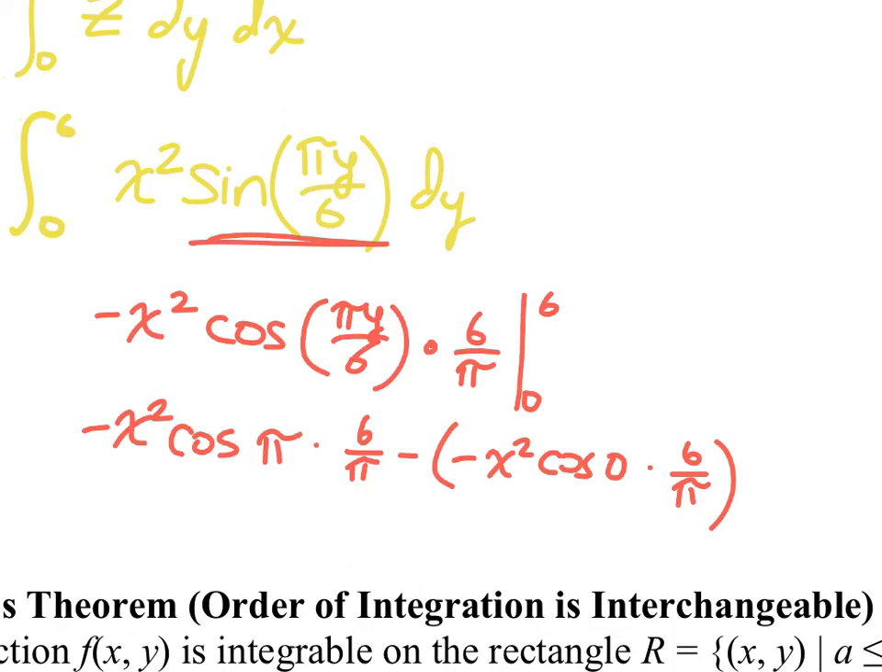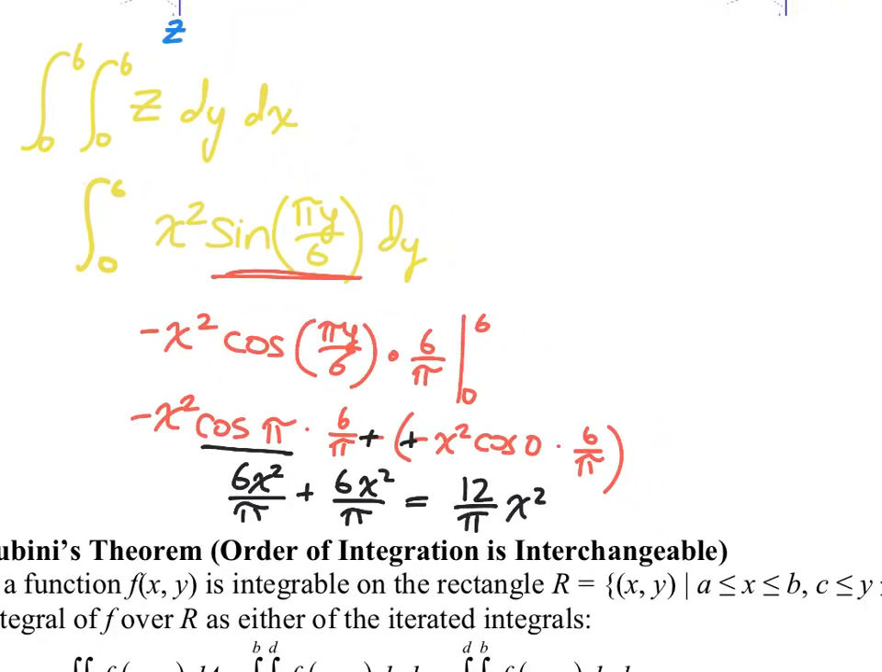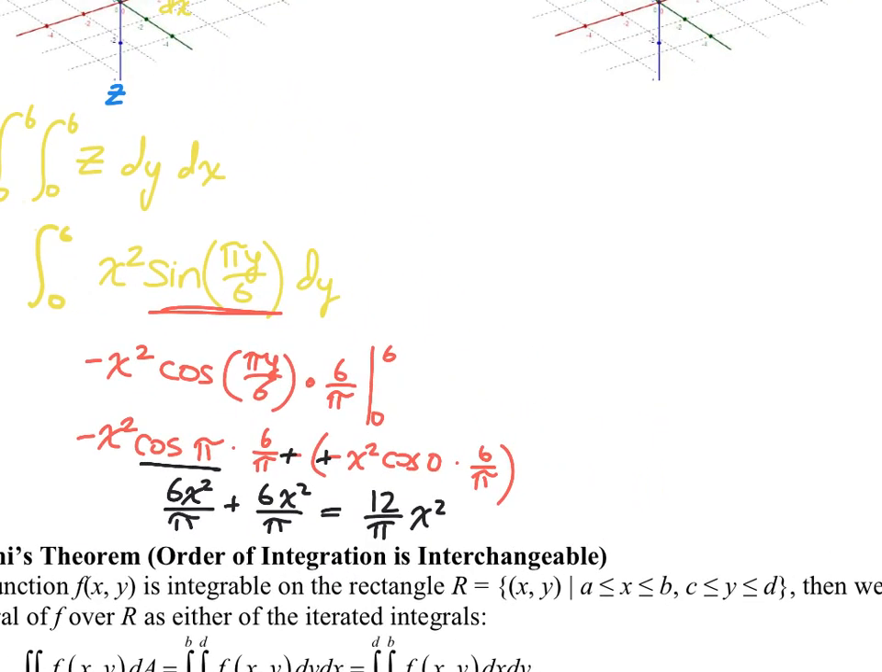All right, so we're looking at, well, this is going to go to a negative 1, so we have 6x squared over pi. These two will become positive. So cosine of 0 is 1, so plus another 6x squared over pi, which is going to be 12x squared over pi, but I'm going to write it as 12 over pi x squared. All right, so then we just have to integrate that with respect to x.